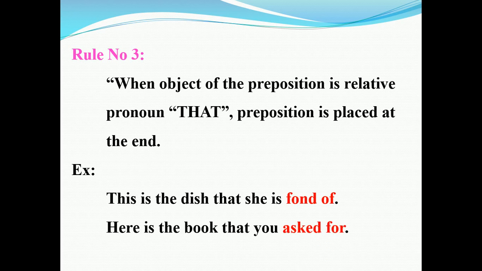One more example. Here is the book that you asked for. You asked for a book. Here is the book. Both are independent clauses and they are being connected by using a relative pronoun. And what is the relative pronoun here? That is the relative pronoun here. Here is the book. When the object of the preposition is a relative pronoun, then the preposition is placed at the end.